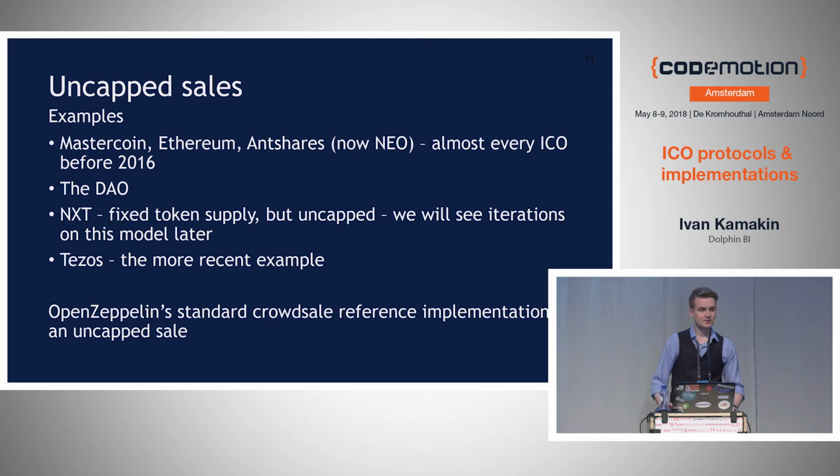There is also an interesting example of NXT. They had a fixed token supply, and it was distributed among the investors proportionally to their contributions. And now this model with modifications is used quite frequently. For example, we will see later that it's used in the EOS sale.